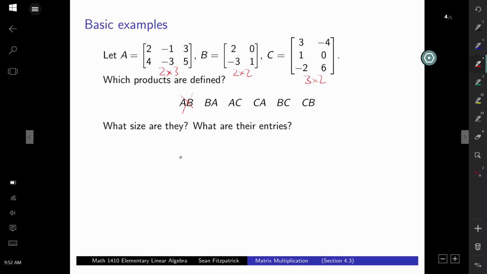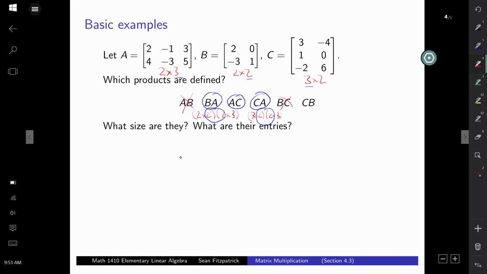What about B times A? So this would be, I would be doing a 2 by 2 matrix times a 2 by 3 matrix. That works. Okay, 2 and 2. Those ones are defined. A times C. A is 2 by 3, C is 3 by 2, the 3 and the 3 match, so that one is defined. C times A, what would I do for C times A? It would be a 3 by 2 matrix times a 2 by 3 matrix. Well, that's okay, right? 2's match up, so that one is defined. B times C, I can't do B times C because the 2 doesn't match the 3, so B times C is out.